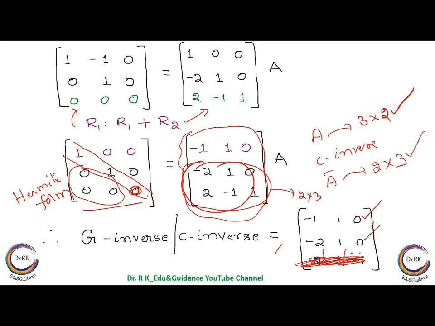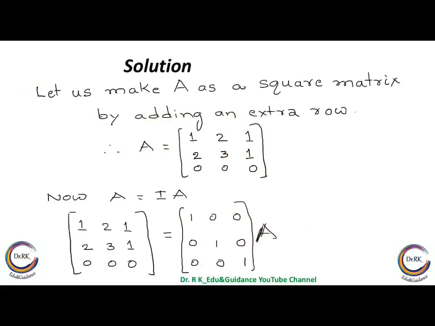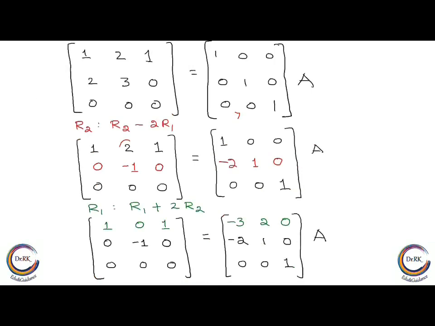Next, another example: find the G inverse or C inverse of this matrix. Here it is 2 by 3, so we have to add one row to make it a 3 by 3 square matrix. So this is the matrix; we added a dummy or extra row with zeros. Then A equals IA, where A is the given matrix and I3 is the corresponding identity. Now we go for row transformations to convert this into Hermite form.